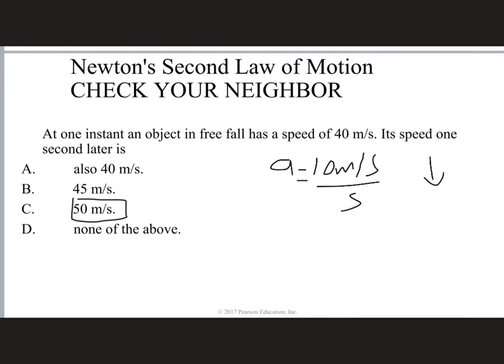Now here's a little tricky thing. What if it was going upwards at 40 meters per second? What would its speed be 1 second later there? That way, it would actually decrease. The speed would slow down by 10 meters per second, and it would be 30. So you have to know which way the thing's going. And in general, even though an object is in free fall when it's going up or going down, usually you can assume, unless explicitly stated, that it's falling downwards.